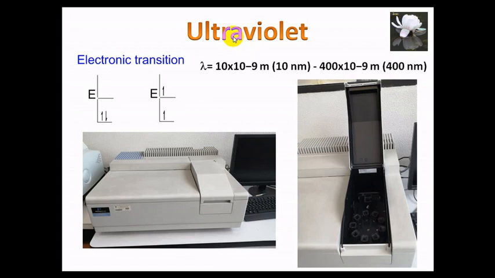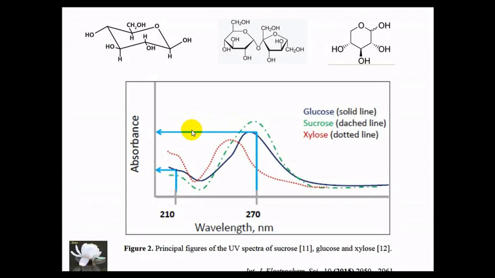In the ultraviolet spectrum, we are promoting electronic transitions from low to high levels in molecules. In this spectrometer, the sample is put in this place. This is the ultraviolet spectrum of glucose, sucrose, and xylose. In all cases, the signals are broad.